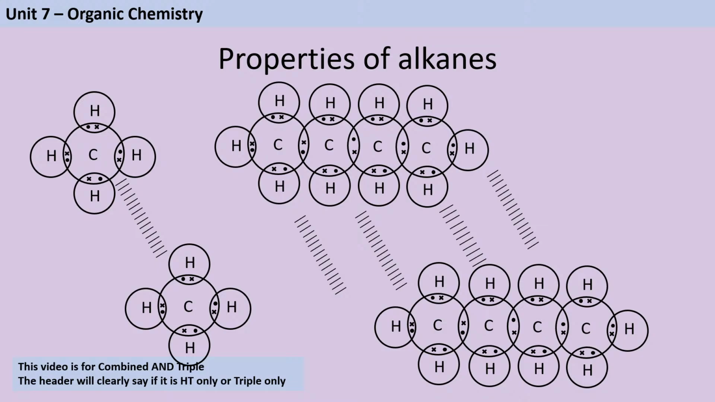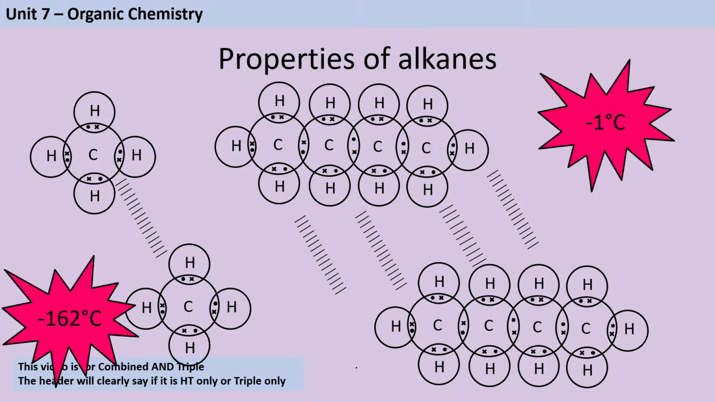We're not breaking any covalent bonds, never ever, but because these molecules have different sizes, they have weaker or stronger weak intermolecular forces. So the boiling point of methane is about minus 162 because it's got very, very weak intermolecular forces, whereas butane, it's still pretty low, but it's a lot higher than methane because it's got 4 times as many weak intermolecular forces.